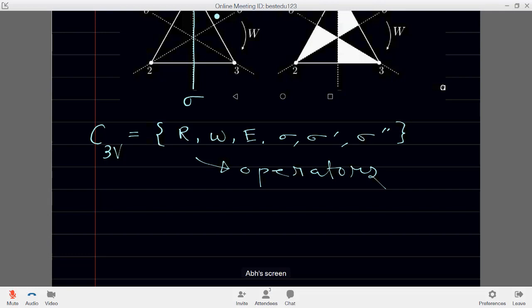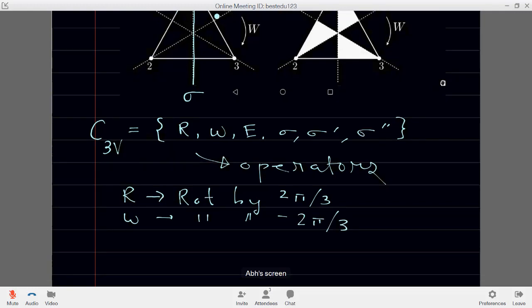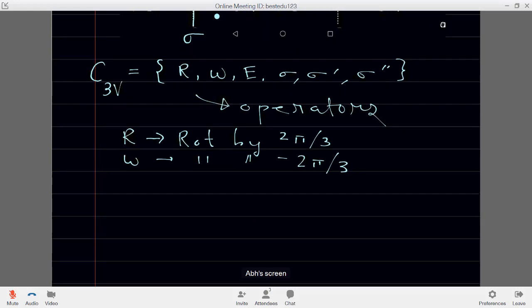Let's see if this forms a group or not. Consider R. R is a rotation, let me define it concretely: a rotation by 2 pi by 3, and W is a rotation by minus 2 pi by 3. I think all the other definitions are clear. Let's look at whether this is a group or not. Let's choose two elements. Let us take R and sigma, and we apply them on the equilateral triangle.